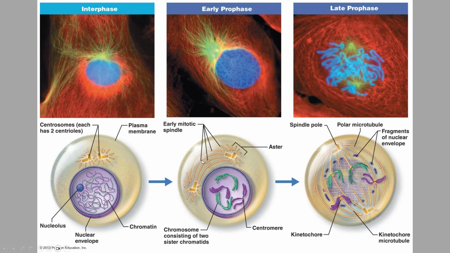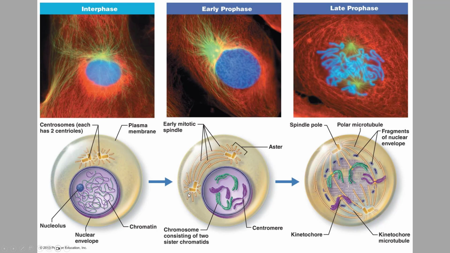The centrosomes start to move away from each other towards opposite ends of the cell. We say they move towards opposite poles. Here, they're starting to move away from each other. Over here in interphase, you can see they're very close together. Here, they're starting to move apart. And they start to grow these microtubule projections.